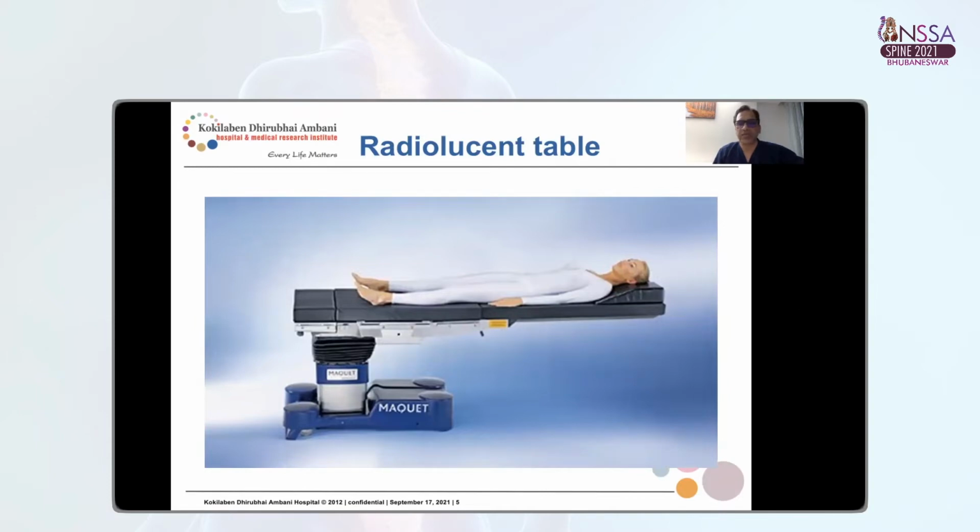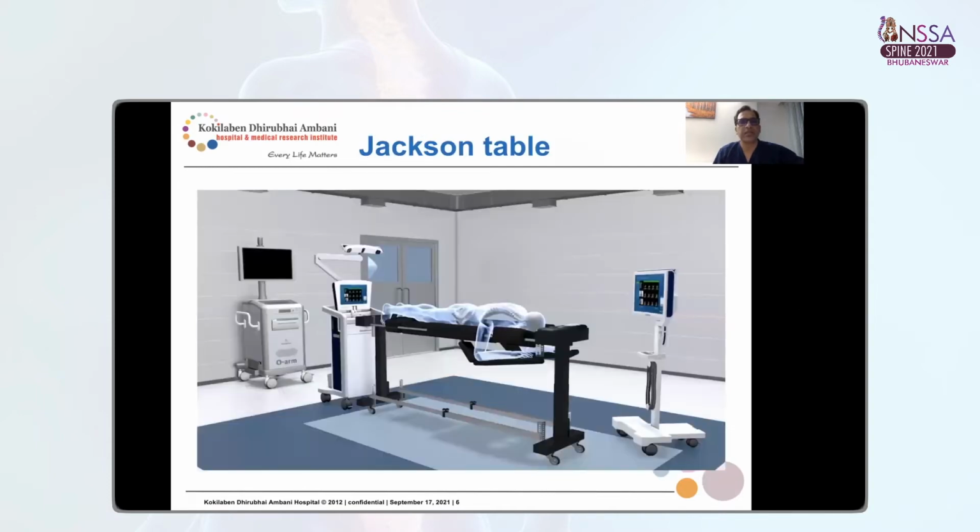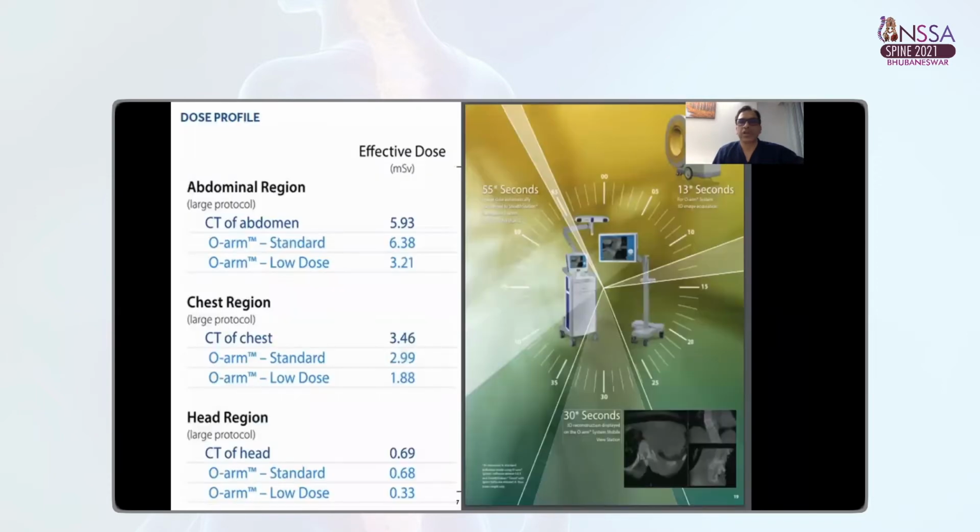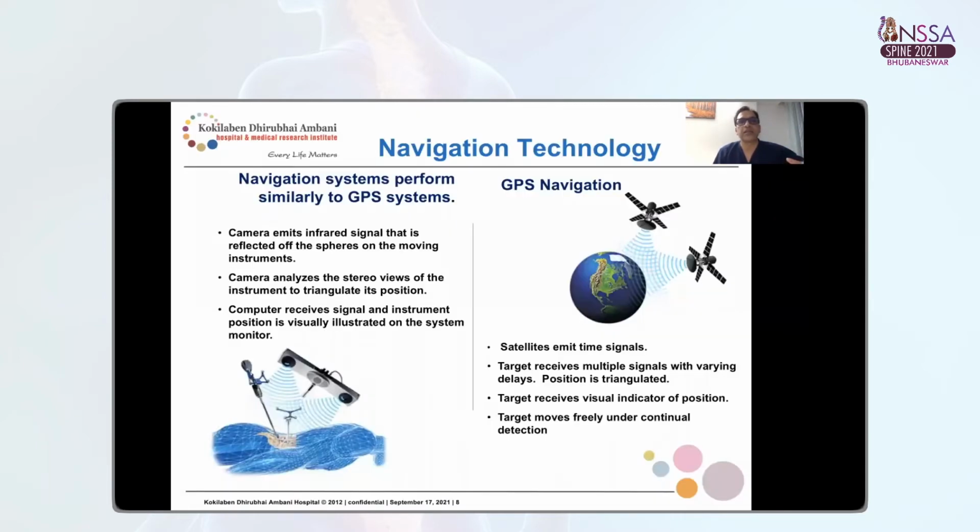We use either a Mackay table or a Jackson table. The first thing to know here is that the radiation dose is much less than what the non-portable CT scanner machines emit. So if you use a low dose level, the effective dose is much less.